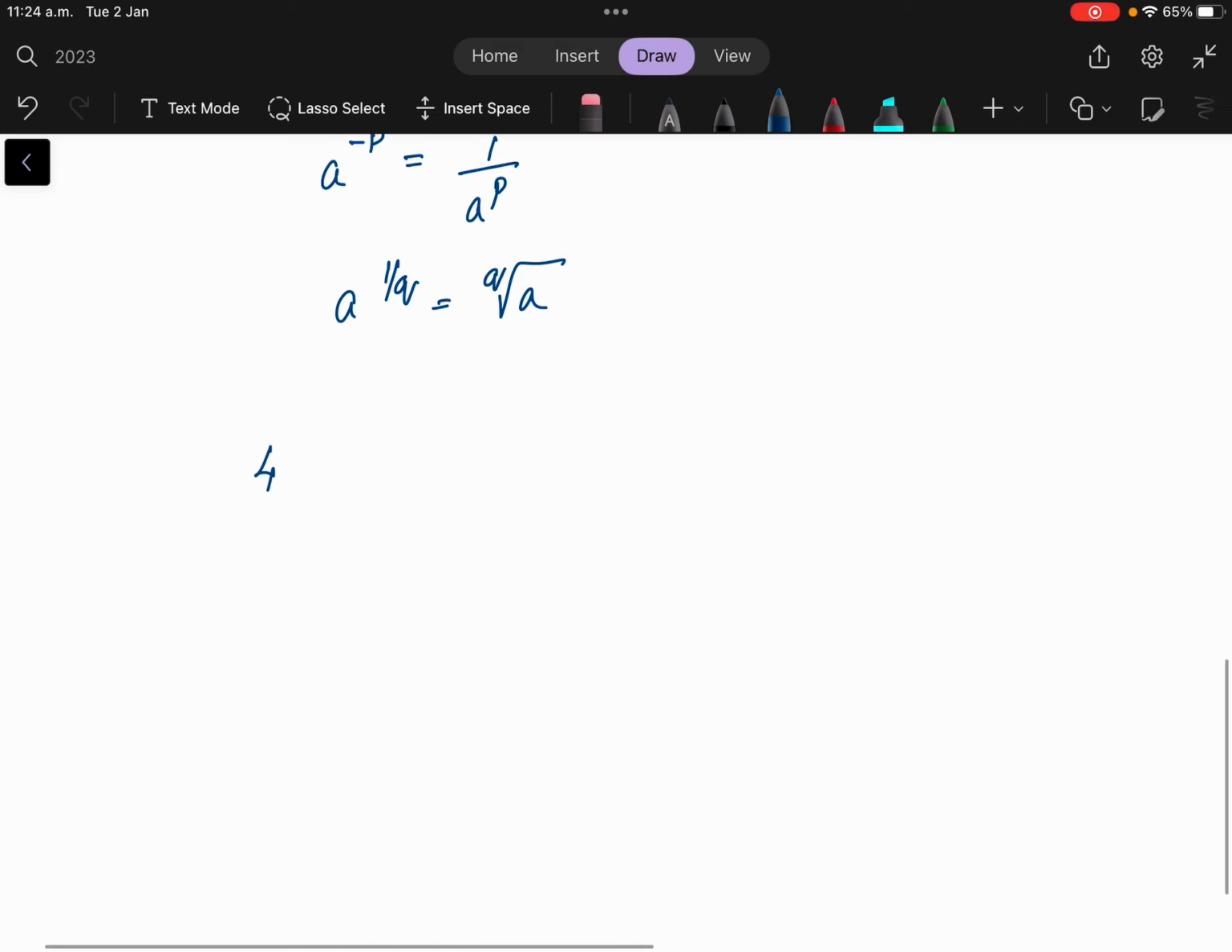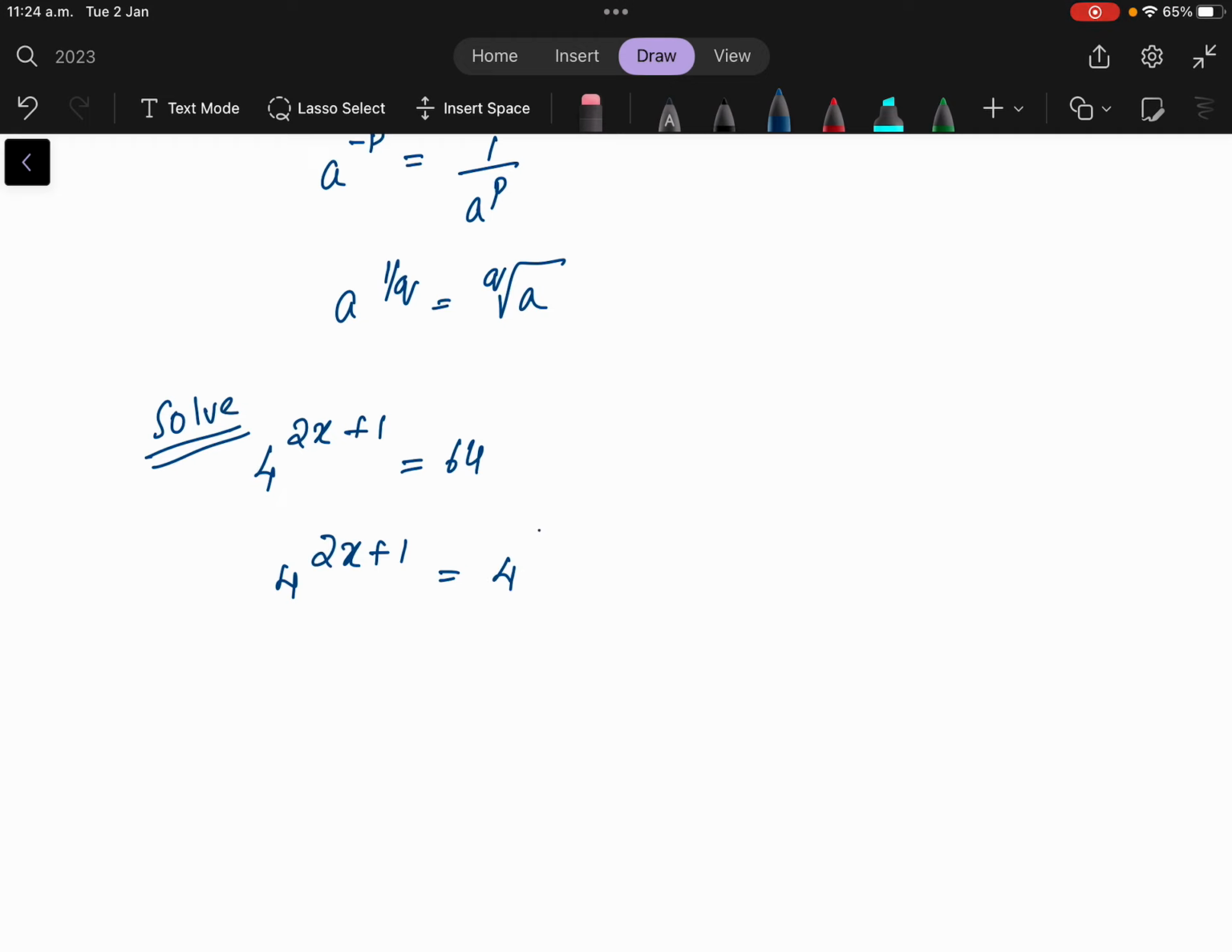For example, if there is a question like 4 times 2 to the power of x plus 1 is equal to 64, and this is for solving, means finding the value of x. So what you can do is like 4 to the power of 2x plus 1 is equal to 4 to the power of 3, then 2x plus 1 is equal to 3, and x is equal to (3 minus 1) over 2, and that is equal to 1. Okay, so this is how you can solve the equation.